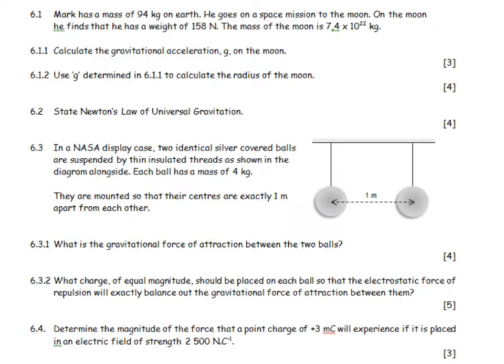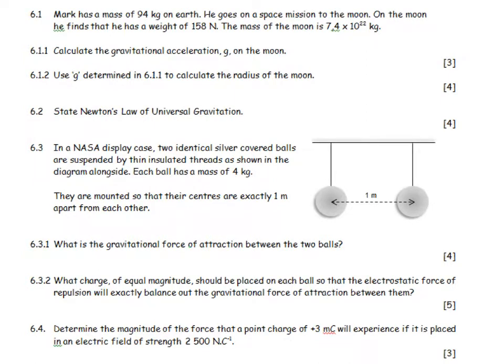Mark has a mass of 94 kilograms on Earth. He goes on a space mission to the moon. On the moon he finds he has a weight of whatever. The mass on the moon is given over there. Calculate the gravitational acceleration on the moon.